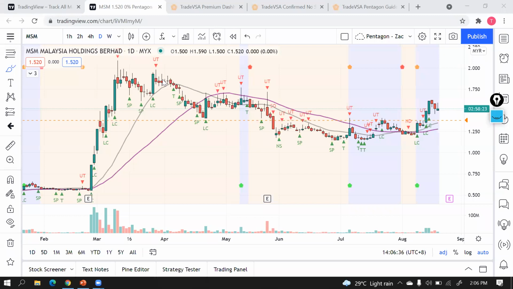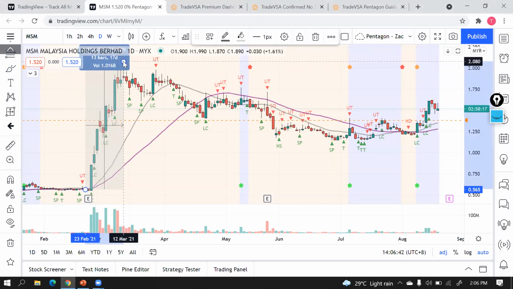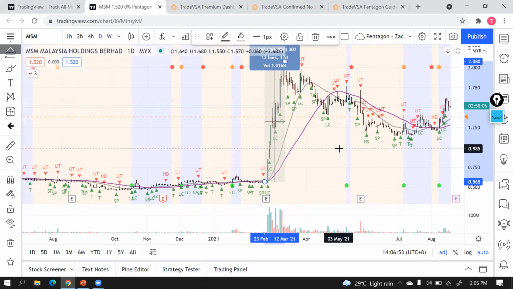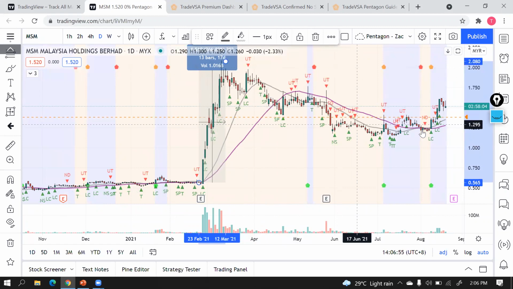Probably I think it will form a VCP. Remember yesterday we talked about VCP in the masterclass section. This one goes up over 260 percent. Usually when a trend goes up like this in a few weeks' time or one month's time, they will do a big wash, and maybe form a VCP moving forward.